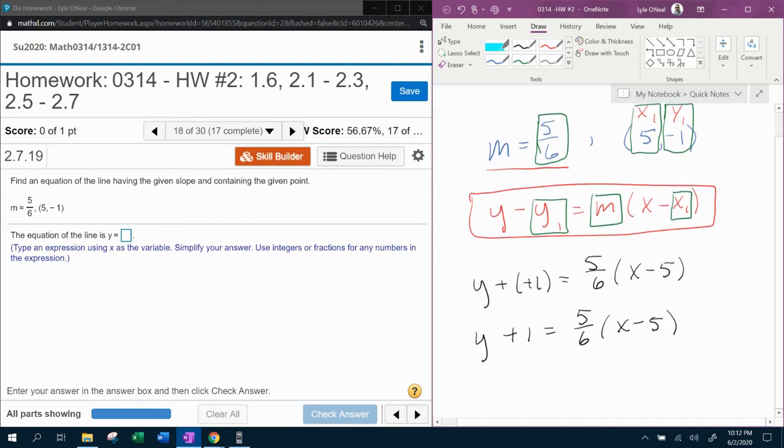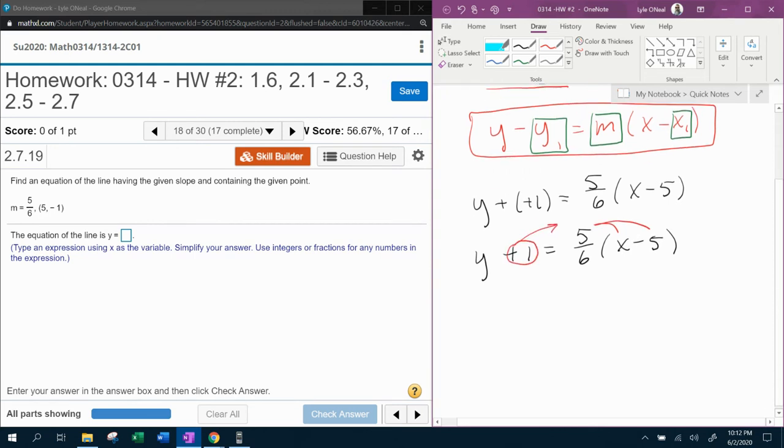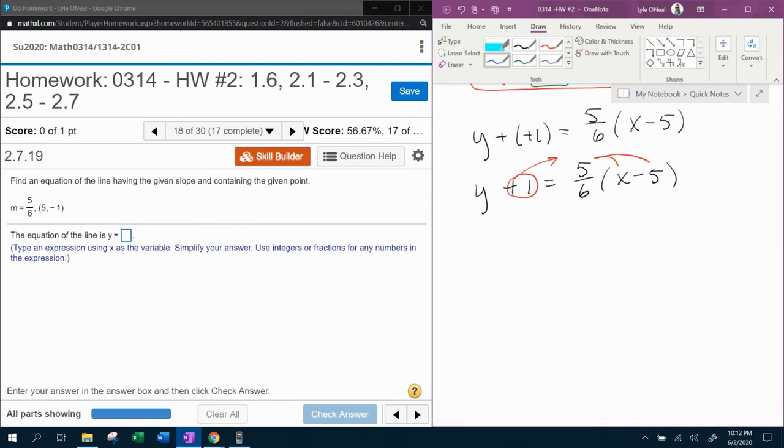Now, let's take a look over at MyLab Math and see how they want that. The equation of the line is, notice it says y equals. So they're going to want that answer in slope-intercept form. And so that means over here, I need to get y by itself. That's going to take 2 steps. We're going to have to distribute the 5/6, and we're going to have to bring the plus 1 over. All right, so here we go.